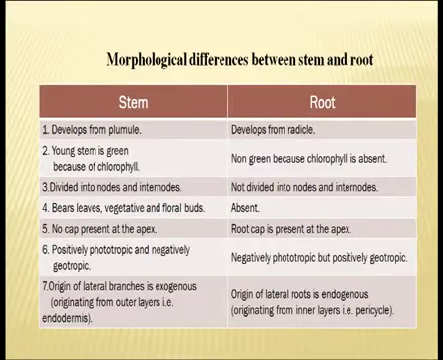So, now the origin of the lateral branches is exogenous, and it originates from the outer layers of the endodermis, whereas the lateral branches or roots develop endogenously, that means from the inner layers inside the pericycle. So, these are the names of the internal structure of root and stem from where the lateral branches develop, and you will be more clear about it when we show you the detailed diagrams of the inner structure of root and shoot. All right.